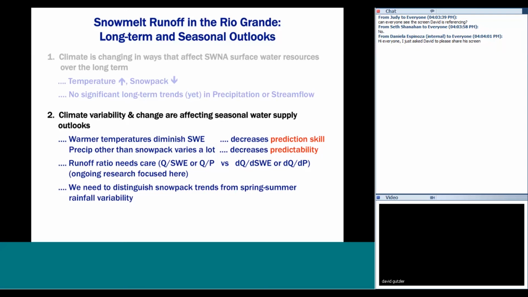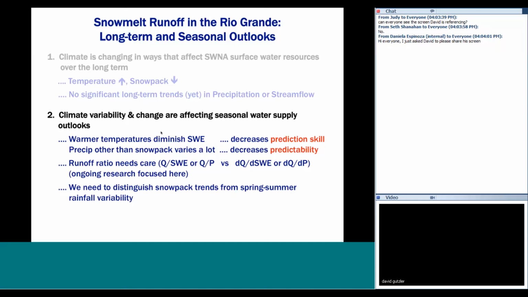We've shown a complicated set of runoff ratios that show somewhat different things if I base them on snowpack or precipitation. And we're doing an awful lot of follow-up research right now to try to understand those scatter plots more thoroughly than we do now, and to incorporate the effects of temperature explicitly on them. And in order to understand how this hydrologic system works, we're going to have to distinguish snowpack itself from the spring and summer rainfall variability.